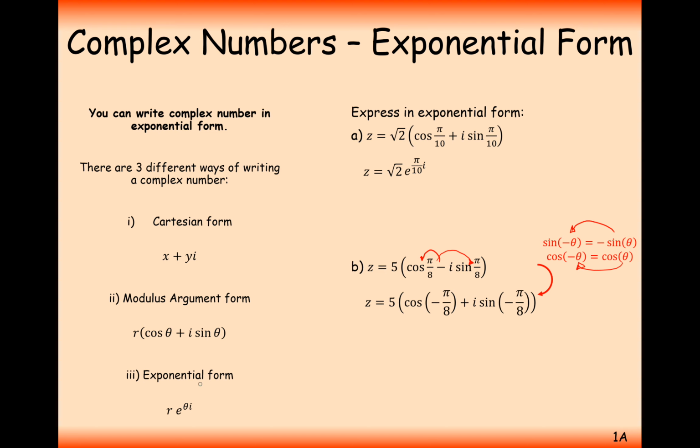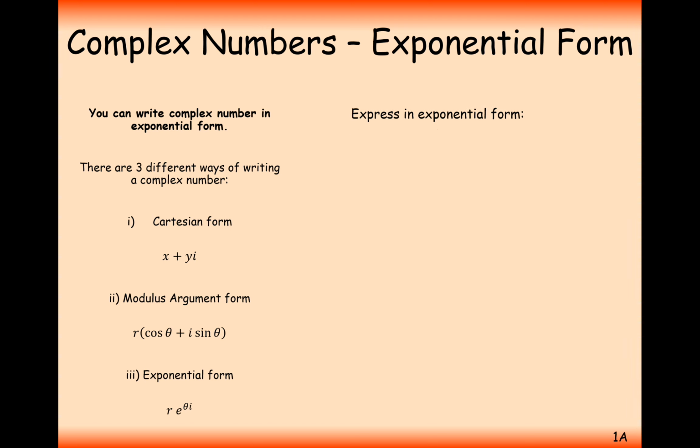And then we're going to rewrite now in exponential form, so the modulus will still be at the front, and the argument is now minus pi by 8. So 5e to the minus pi by 8i. And that's the answer to these two questions. Boom. Not too bad, really. Let's move on to another question.